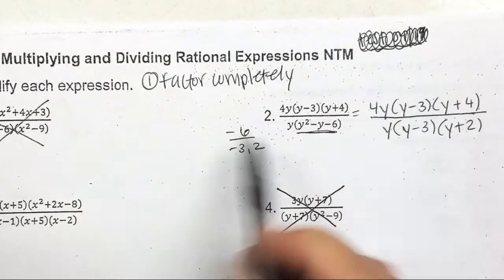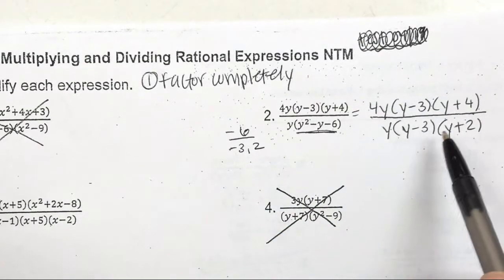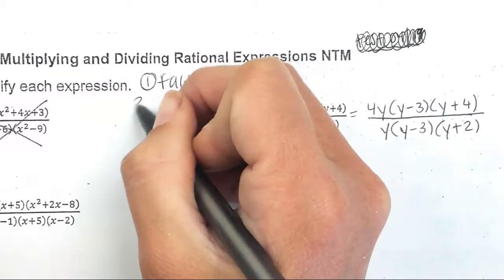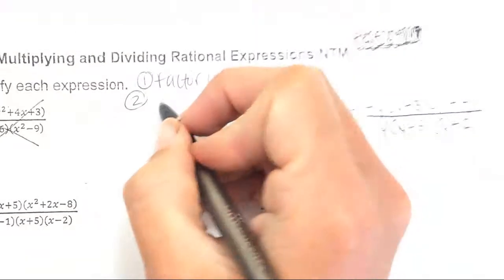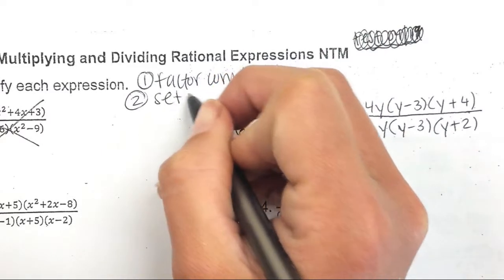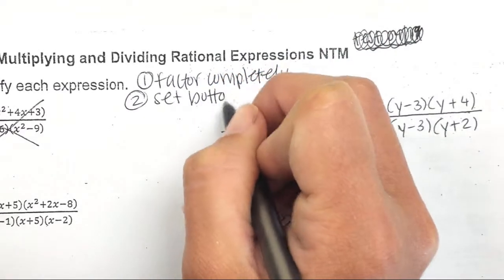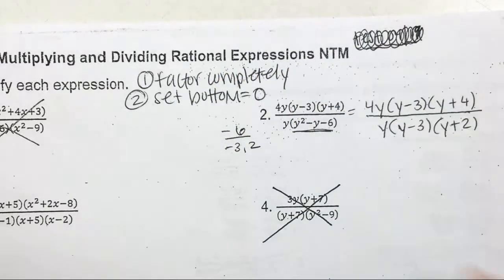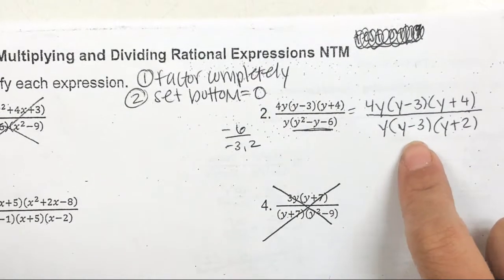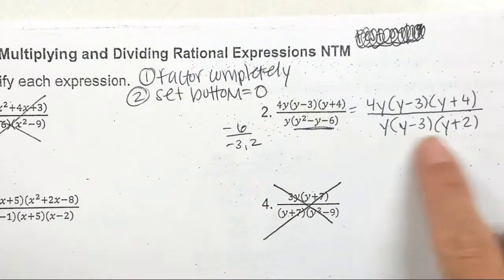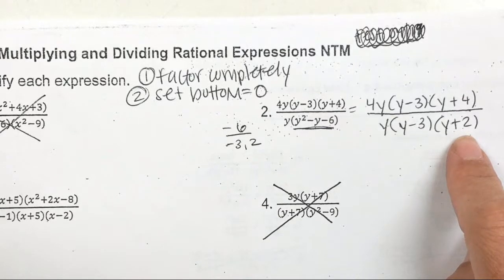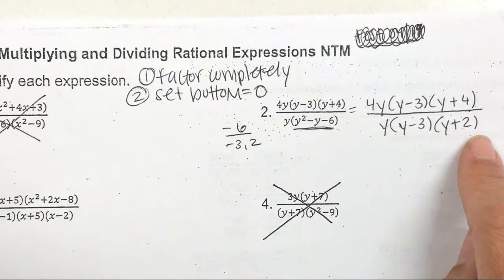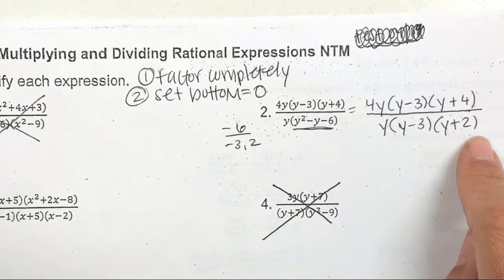Alright, once you've completed step 1, you've factored it all completely, which we have. Step 2, we are going to check where the bottom is 0. So we're going to set the bottom equal to 0. And the reason we do this is because if we were to plug any number in for y and it gave us a 0 in the denominator, it would be undefined because we can't divide anything by 0. So we're going to set each one equal to 0 to find out where our restrictions are.